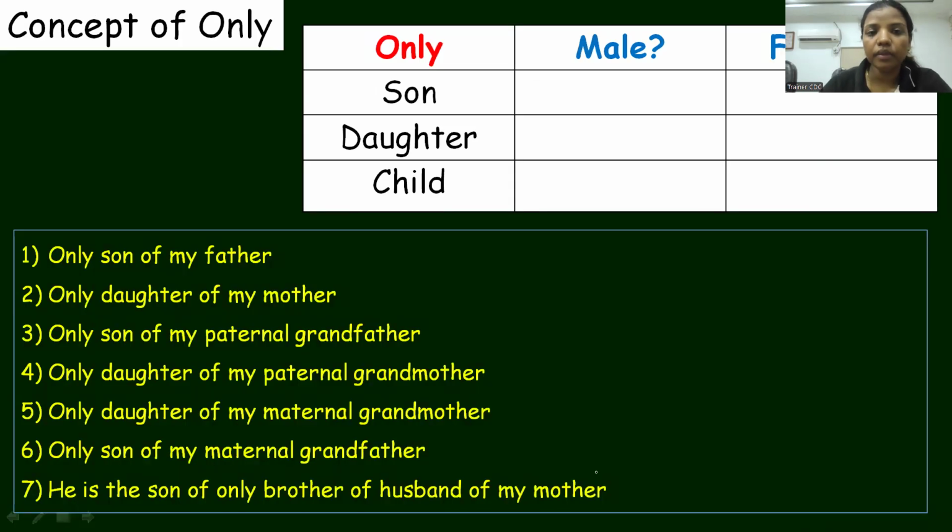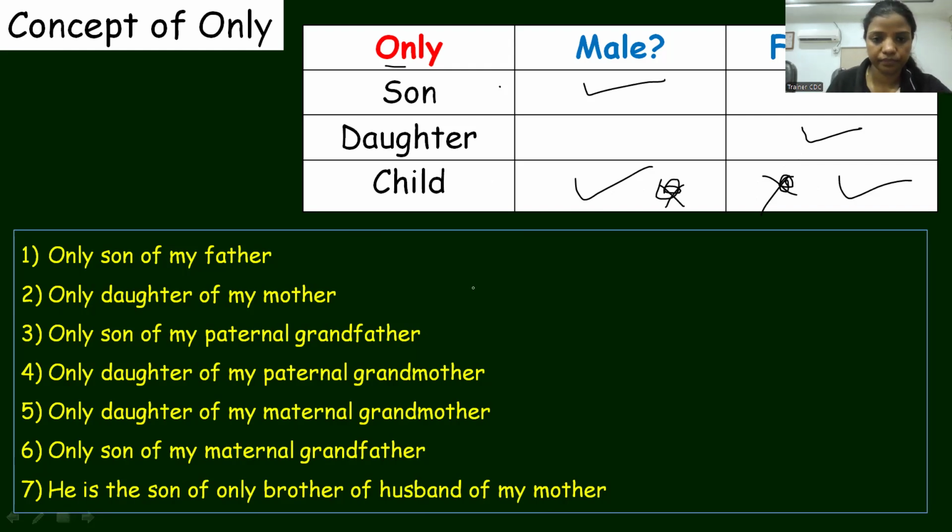Now we will solve a few questions where they will mention the word only. The concept of only is very important. Why? Because most of the time they will ask you questions from sentences with only. Now, only son will be male, definitely. Only daughter means obviously female, correct? Now, only child, where will we keep this only child, in male or female? Not both, right? A child can be male or female. So for only child, we have to use both the blocks.